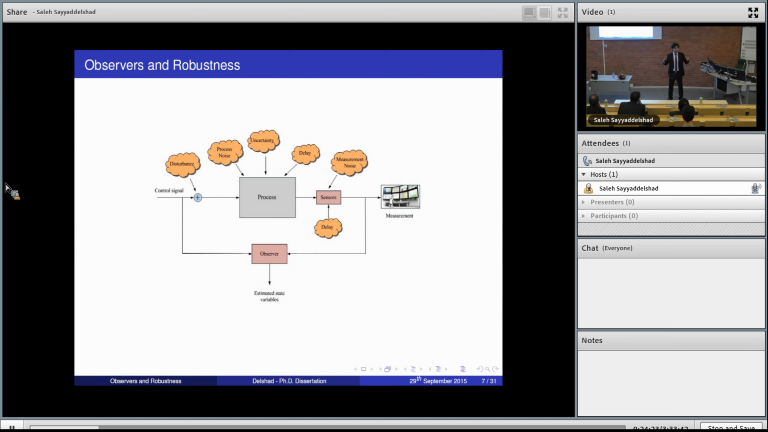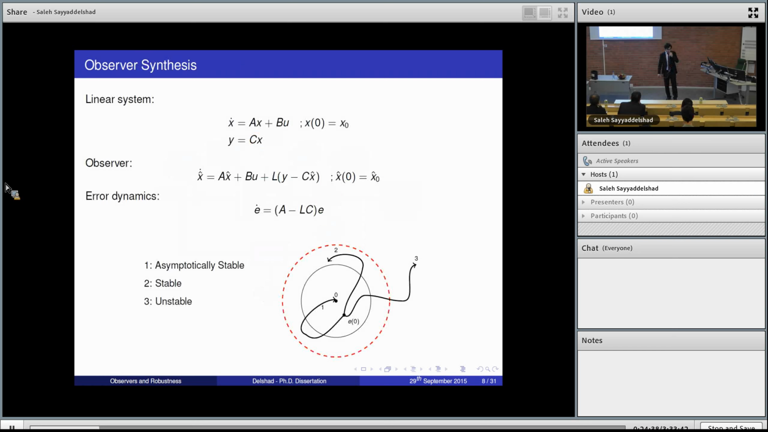So we will focus on all these terms in some specific realizations, and we will see how we can design an observer for that. We will get back to this figure over and over. For the first case, let's think about a very simple linear system that has the following state space realization.